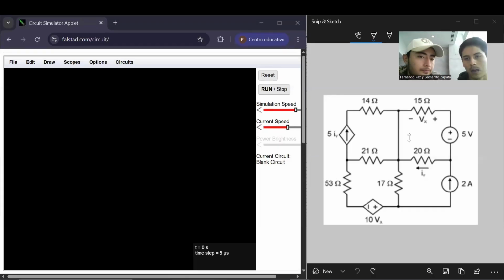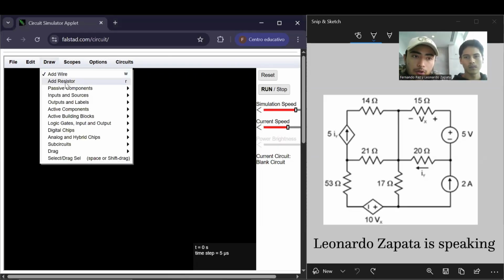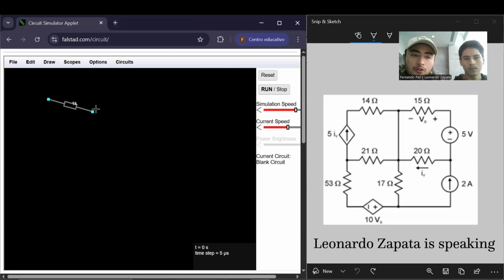Hi, I'm Leonardo, and my name is Fernando, and we're going to solve two circuits, and we are going to simulate them. We already solved them by hand.